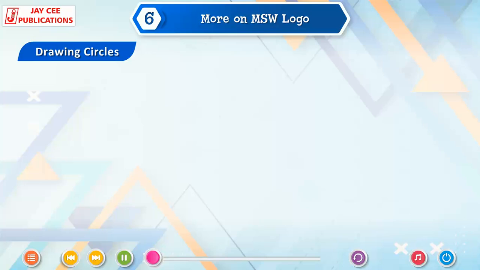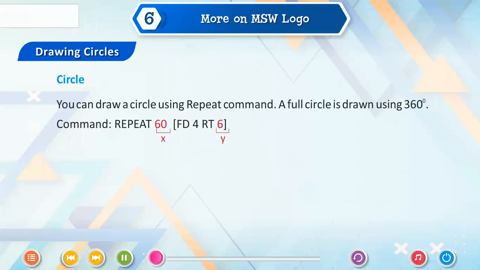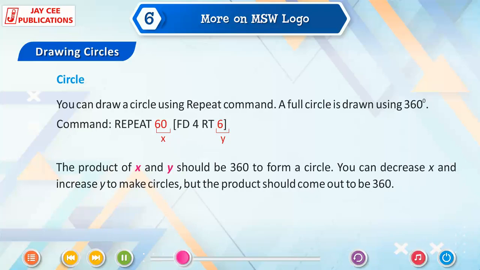Drawing circles. You can draw a circle using the repeat command. A full circle is drawn using 360 degrees. Command: Repeat 60 [FD 4 RT 6]. Here 60 is x and 6 is y. The product of x and y should be 360 to form a circle. You can decrease x and increase y to make circles, but the product should come out to be 360.